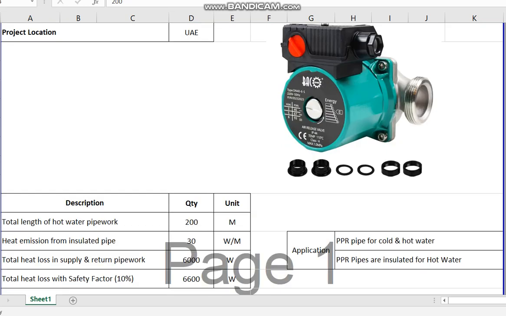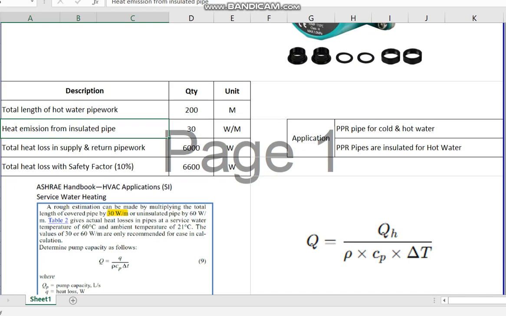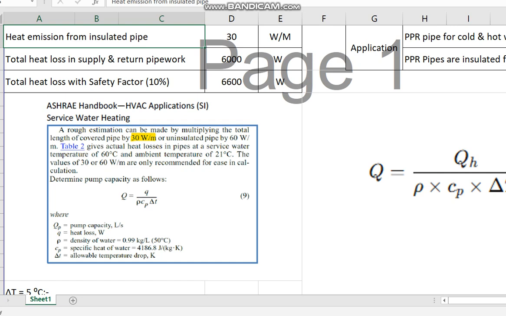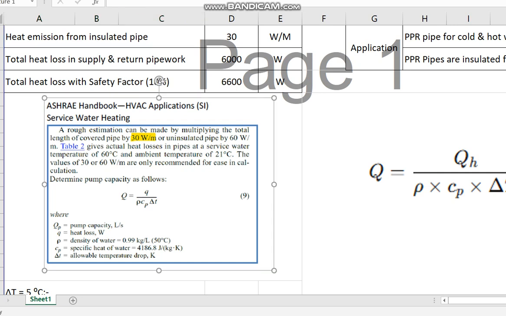Now, the important thing we need to consider is the heat emission from the insulated pipes. In order to find out the heat emission from insulated pipe, we are going to refer to one important table from the ASHRAE Application Handbook, HVAC Applications, Service Water Heating. A rough estimation can be made by multiplying the total length of covered pipe by 30 watt per meter, or for uninsulated pipe by 60 watt per meter. So in this calculation, we are going to use 30 watt per meter for the covered length of these insulated PPR pipes.